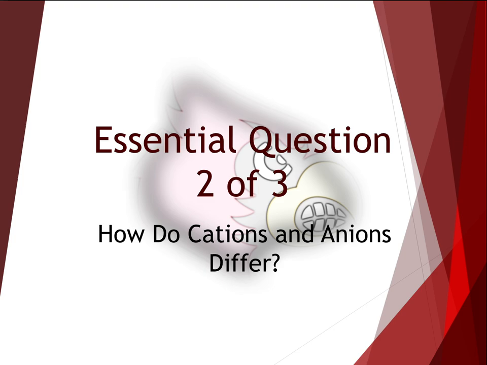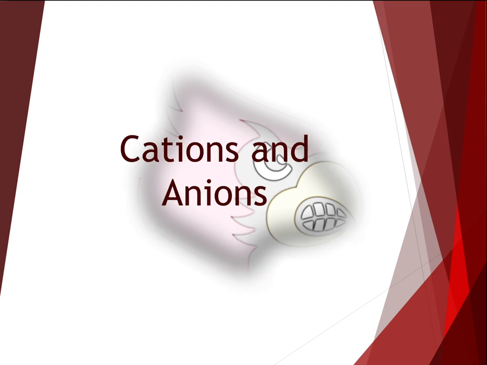This video is for Chemistry in the Earth System, Unit 3.1, Ion Formation. Today's essential question: how do cations and anions differ? Our first main idea: cations and anions.